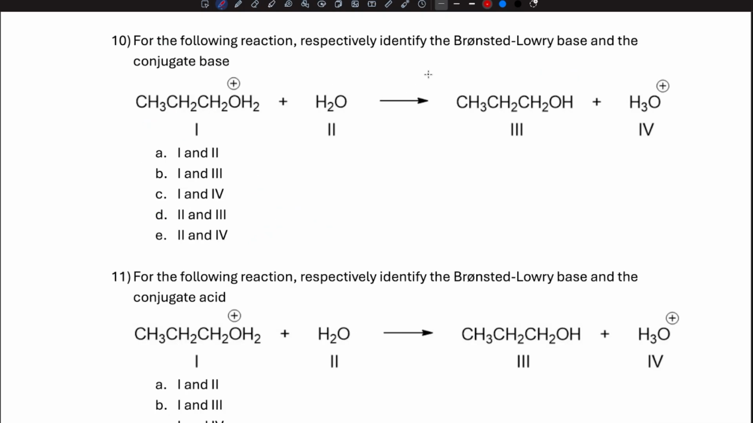In the next 2 problems, like the problems we discussed earlier, we're identifying Bronsted-Lowry based on definitions or based on a reaction. And so if we look from left to right, I'm looking at this structure and then I'm looking at this structure.